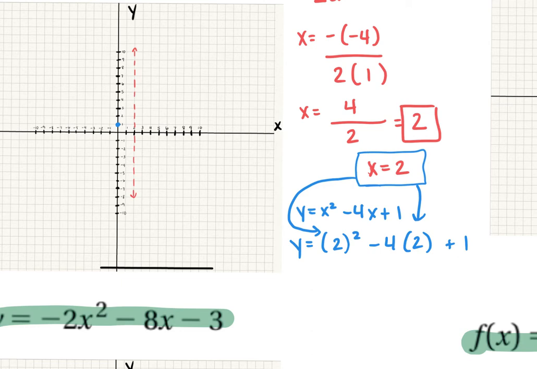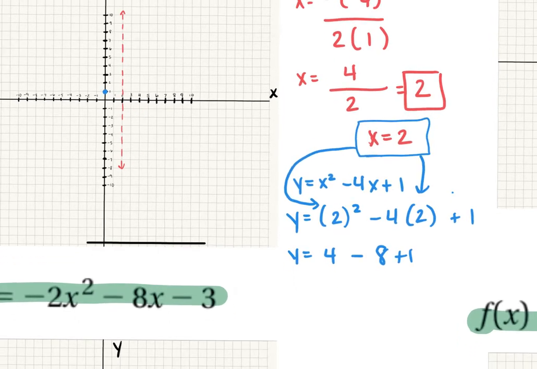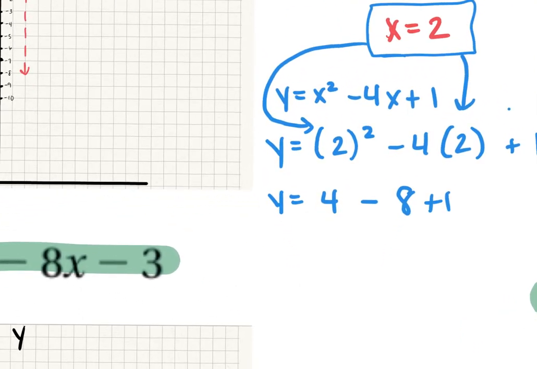All right, peeps. What is 2 squared? 4. So y equals 4 minus, what's 4 times 2? 8. And then we just add 1. What's 4 minus 8 plus 1? y equals negative 4 plus 1, which is negative 3.